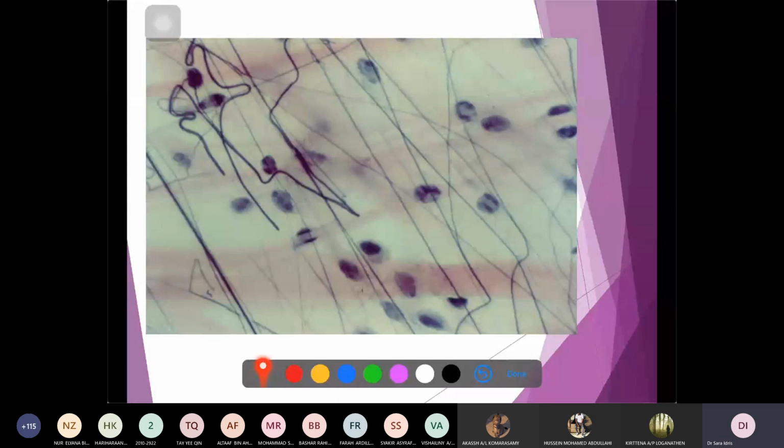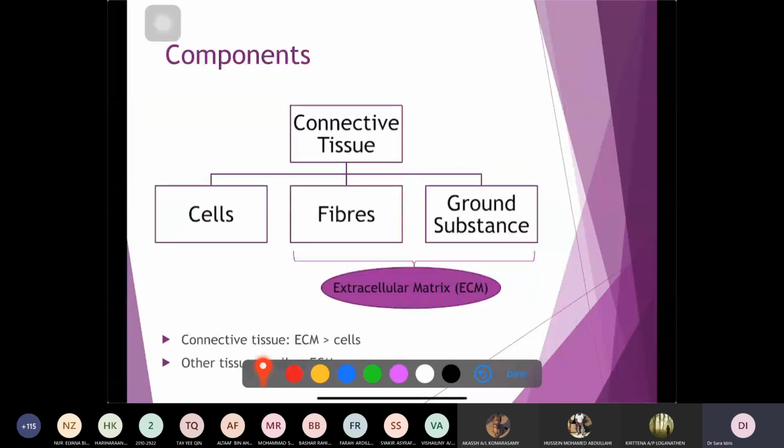Okay, I think that's all for fibers. So we've done cells, we've done fibers. For fibers, you have three: collagen, reticular, and elastic. And for cells, you have your fixed and wandering. You have multiple underneath that, so you have to know. And then for the ground substance, we'll be talking about it.